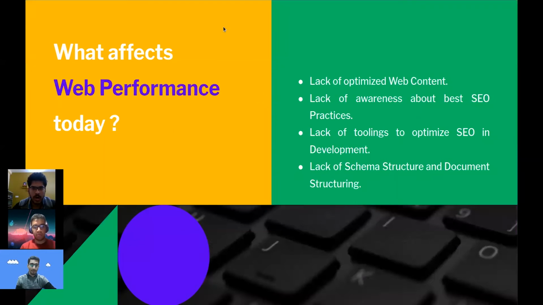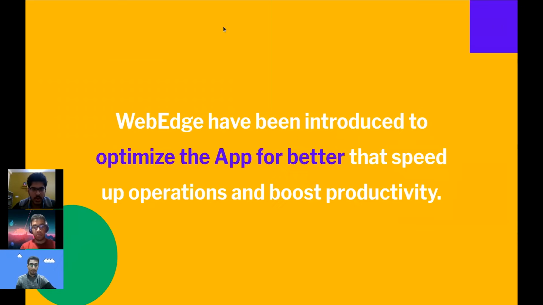Okay. So you can ask me, what affects web performance today? For example, lack of optimized web content, lack of awareness about best SEO practices, lack of tooling to optimize SEO during development, and lack of schema structure and development structuring affect the web performance today, and they play a really important role. Okay. So you can say WebEdge has been introduced to optimize the app for better speed and boost productivity.